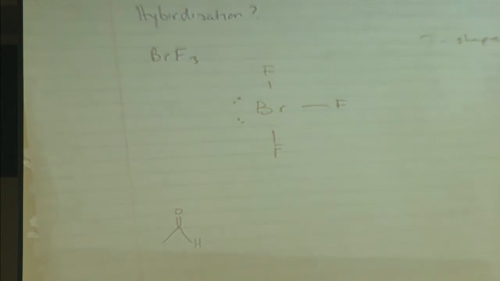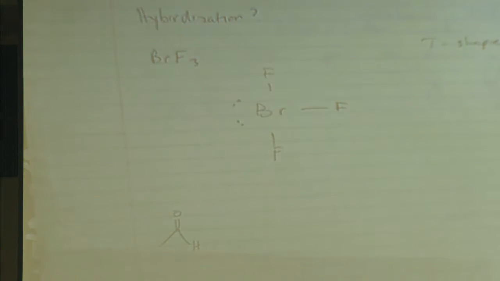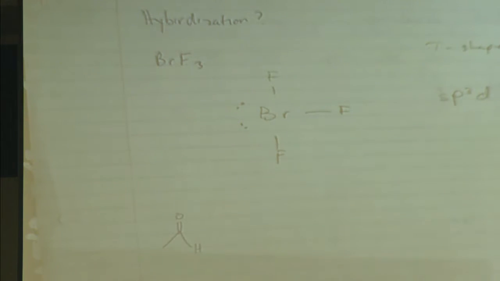T-shape. Now, 5 electron groups, what is our hybridization? sp3d, I believe someone said? Yeah, so, end of question. What's the hybridization? We draw the structure, we draw it correctly, we count electron groups, we make a connection to hybridization.